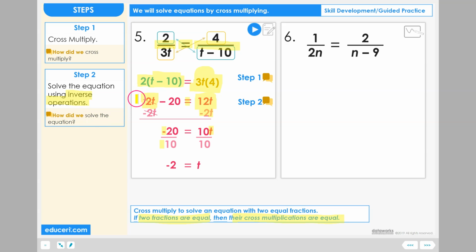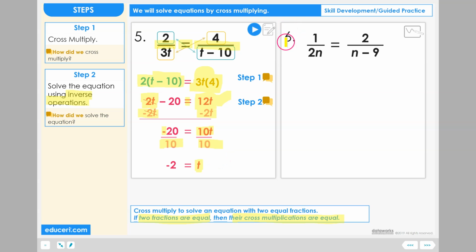After cross-multiplying, we used inverse operations to solve our equation. The first inverse operation was to subtract 2t from both sides, and that was to make sure that we can combine the variable term onto only one side of our equation over here on the right side. Once we had the variable term only on one side of our equation, we were then ready to divide by 10 on both sides to get that variable to be all alone by itself on one side of the equation. t is equal to negative 2.